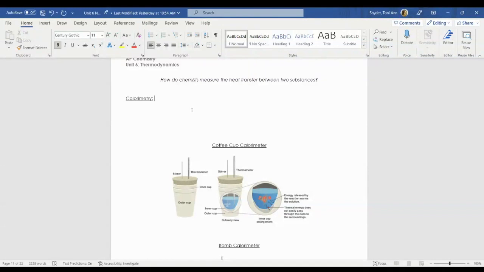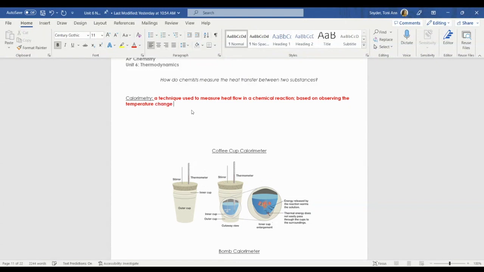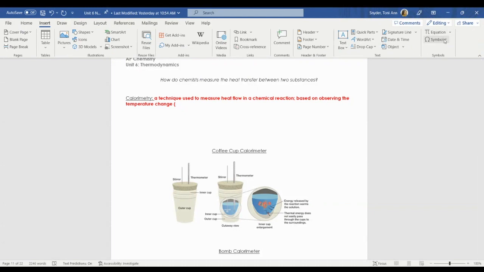Well, there are two ways that it can be done, but the overall technique is what we know as calorimetry. Calorimetry is a technique used to measure heat flow in a chemical reaction, and it's based on observing the temperature change. Remember, a temperature change is symbolized as delta T, just a little triangle, delta T, when a reaction absorbs or releases heat. Actually quite a simple process, calorimetry.